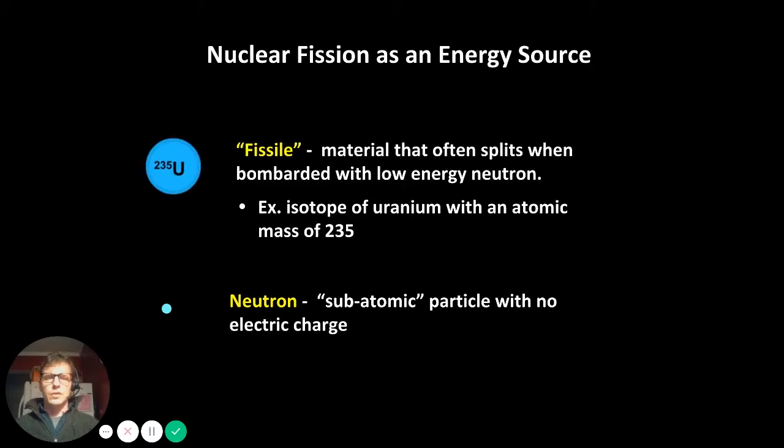So let's start with some really basic physics. The main energy production process in nuclear power plants is nuclear fission reactions. There are two important pieces in a fission reaction. There's fissile material, which is material that often splits when bombarded with a low energy neutron. One example would be an isotope of uranium with atomic mass of 235, or U-235, and then a neutron. A neutron is a subatomic particle with no electric charge, and the neutron is what we're using to split the fissile material. The splitting, the fission of the fissile material, is what creates the energy.